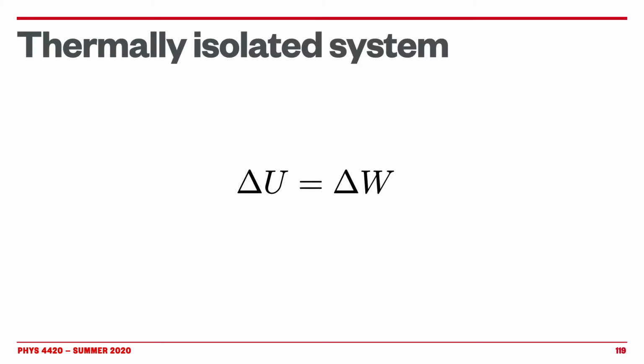Good. Now we can consider a number of different cases. One case that we will see a lot is a thermally isolated system. A thermally isolated system means that the system cannot exchange heat with its surroundings. That means that when we wrote delta U is equal to delta Q plus delta W, we can drop the delta Q. So in that case, for a thermally isolated system, the only changes in internal energy can be brought about by the work done on the system, or done by the system if it's a negative number.